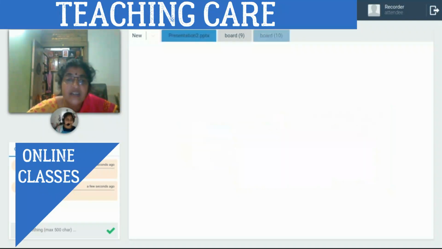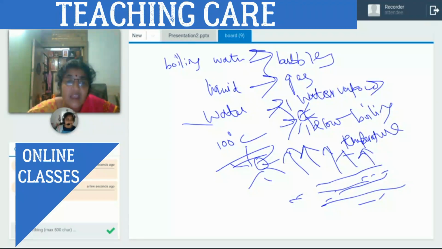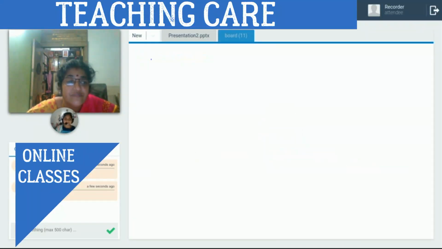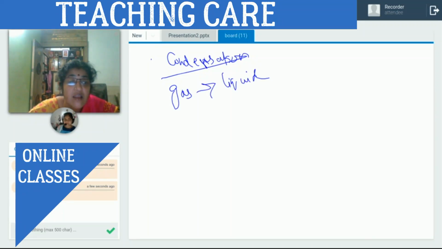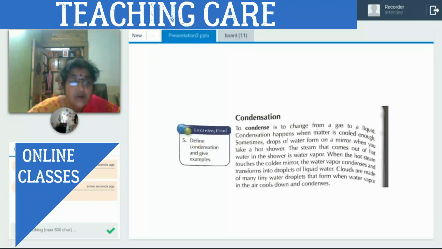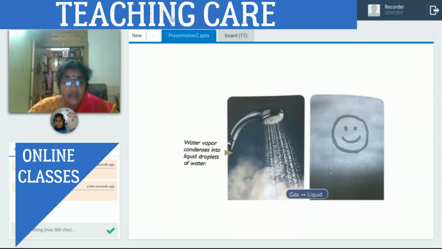Condensation is gas to liquid. That is, water vapor will condense into water. They are telling that if you keep it, the water vapor condenses into liquid droplets of water. So in a mirror, you can see the liquid drops like this, right? Let me tell another example also.